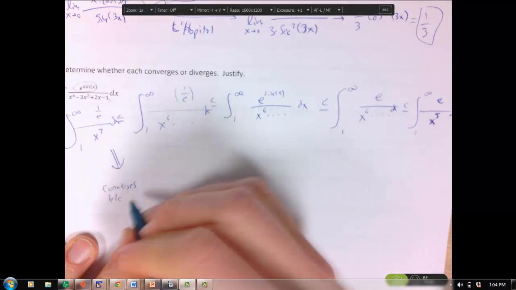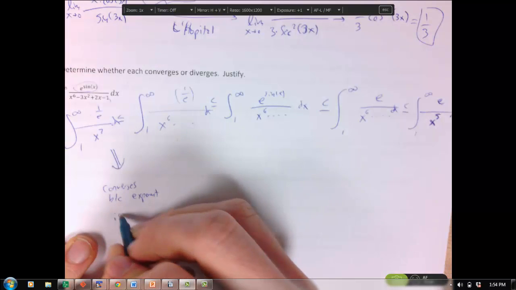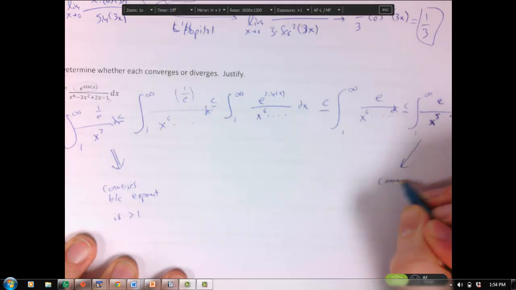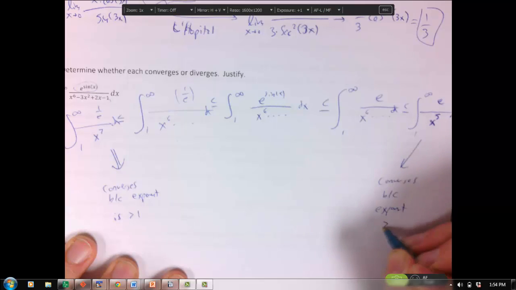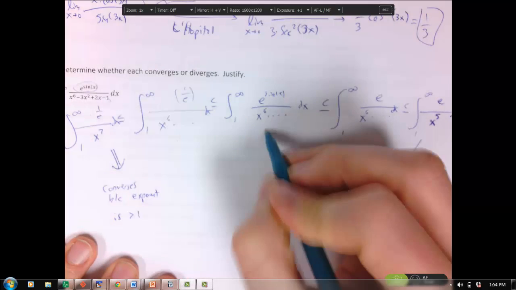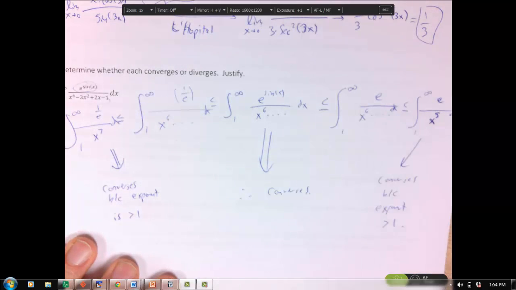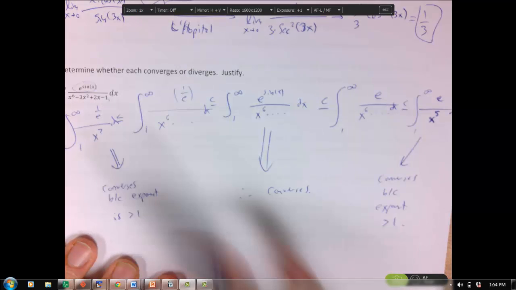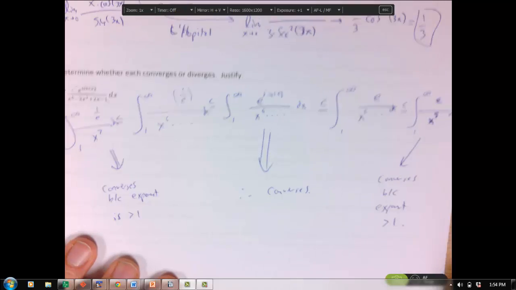Cool. So this one, we know, converges because the exponent is greater than 1. This one we also know converges because the exponent is greater than 1. Therefore, our original one converges because we've sandwiched it between two converging functions. This is not the only way you could have done it, but I feel like this is probably the most straightforward way to think about it.